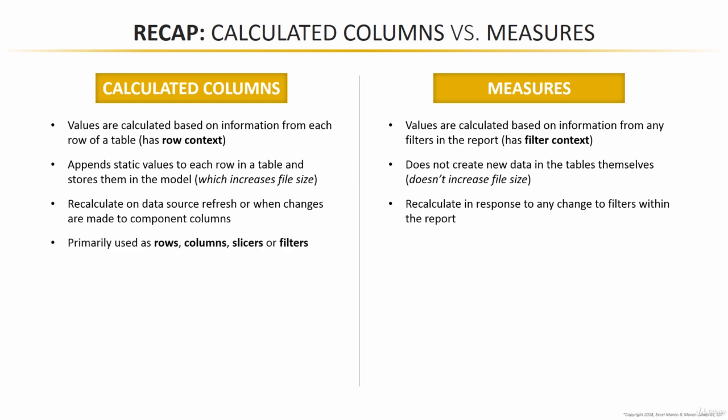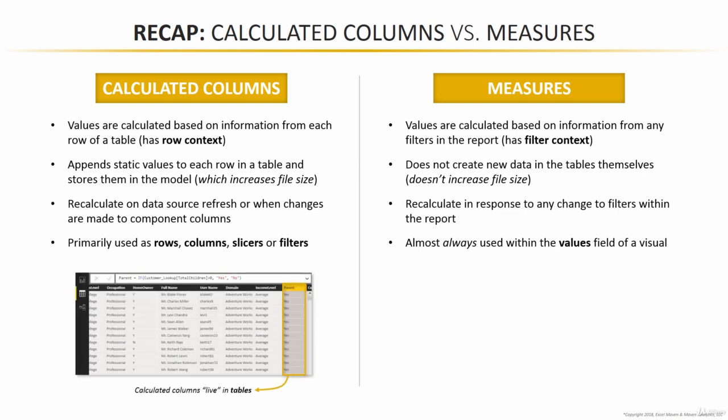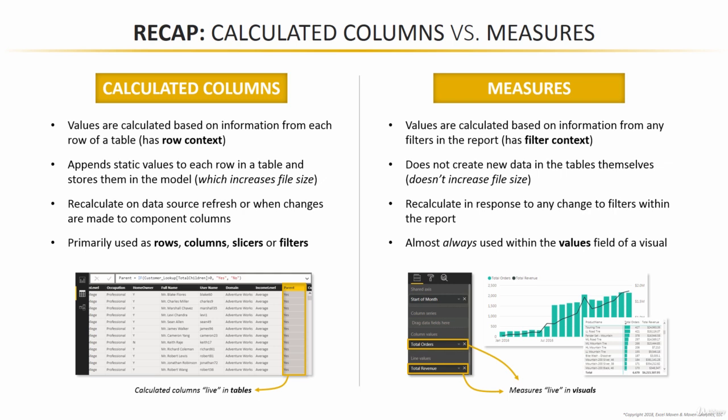And then calculated columns are primarily used for things like rows, columns, slicers, or filters. You often use them as dimensions to change the way you're viewing your data, whereas measures are almost always used within the values field of a visual. So when you create calculated columns, they live inside of the tables, and when you create measures, those measure values live within the visuals.